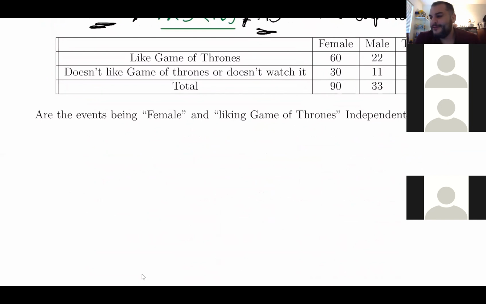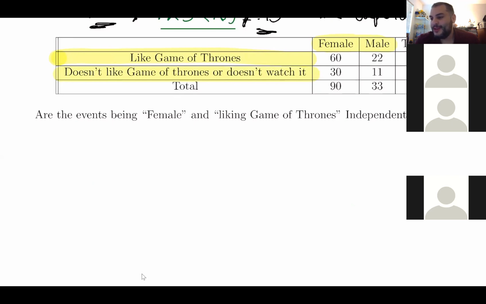All right. So this one we're going to use a two-way table. From the two-way table, we're going to get all the information. The two-way table is giving us the gender, telling us if they're female or male. And then giving us the information whether they like Game of Thrones or they don't like or don't watch Game of Thrones.